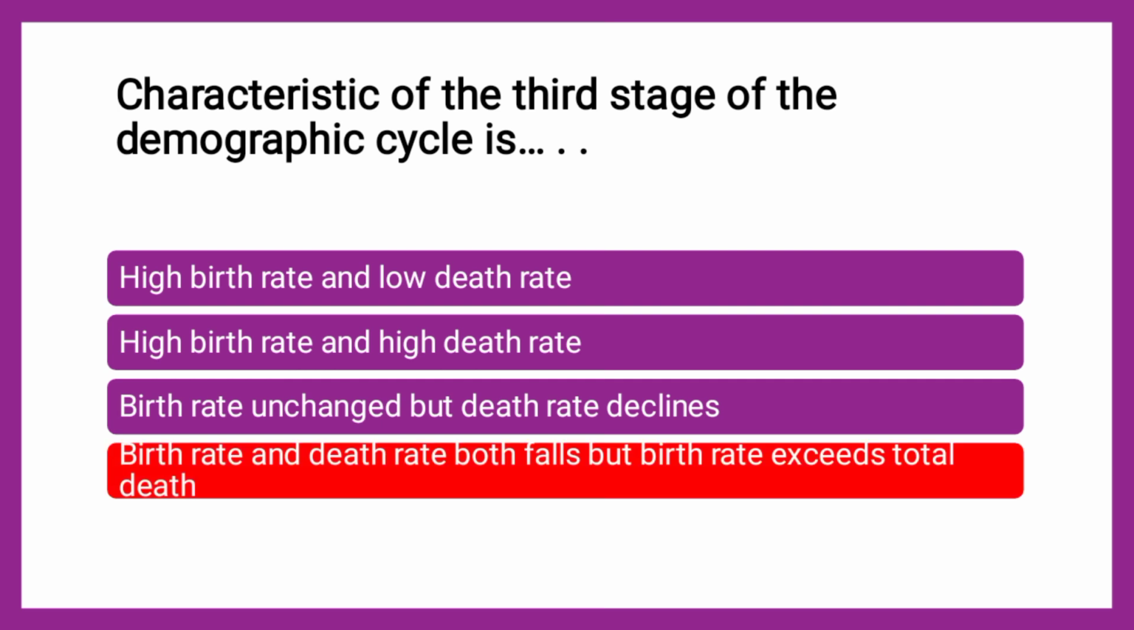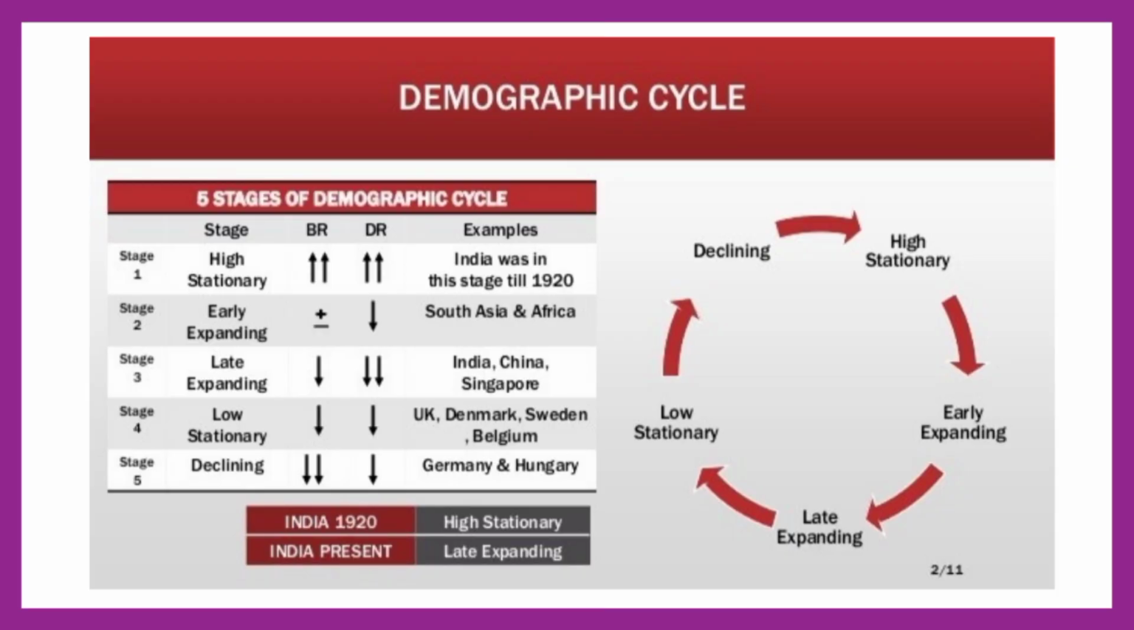The correct answer is, it is birth rate and death rate both are falling but birth rate is still higher than the death rate. So this was the third stage, which was known as late expanding stage. So currently India, China, Singapore are in the late expanding stage. That means birth rate is still higher than the death rate.